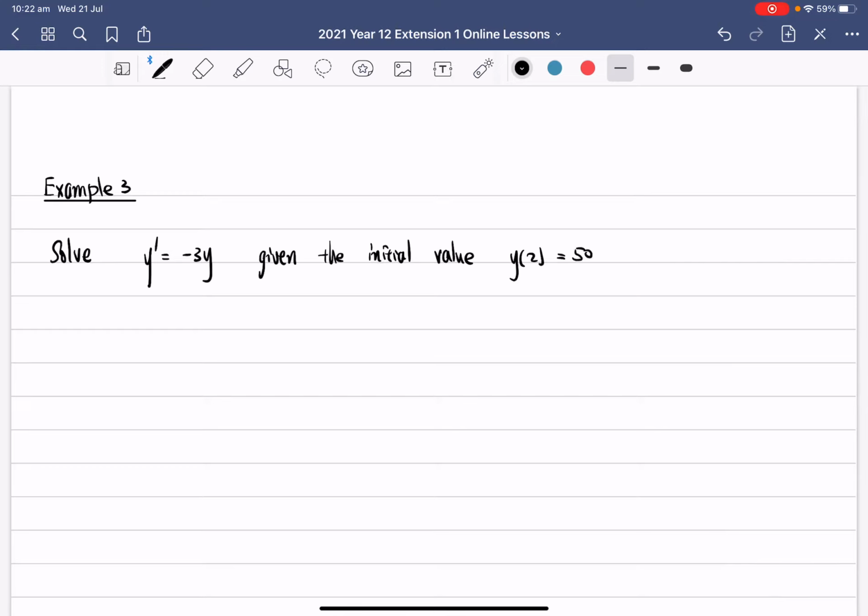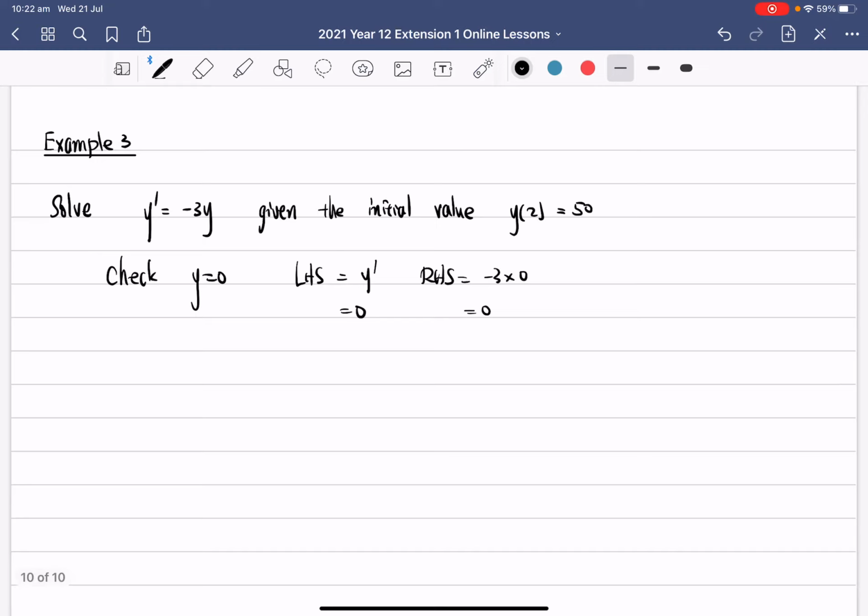Okay, in order for us to solve this one, I hope you still remember from yesterday, this is a separable differential equation. That's just the second case. You just need to remember when you're solving a separable differential equation, always first check the constant solution. So there is a constant solution here. If we check y equals 0, the left hand side is y dash, which is equal to 0. The right hand side is minus 3 times 0, and that's equal to 0. So y equals 0 is one of the constant solutions.